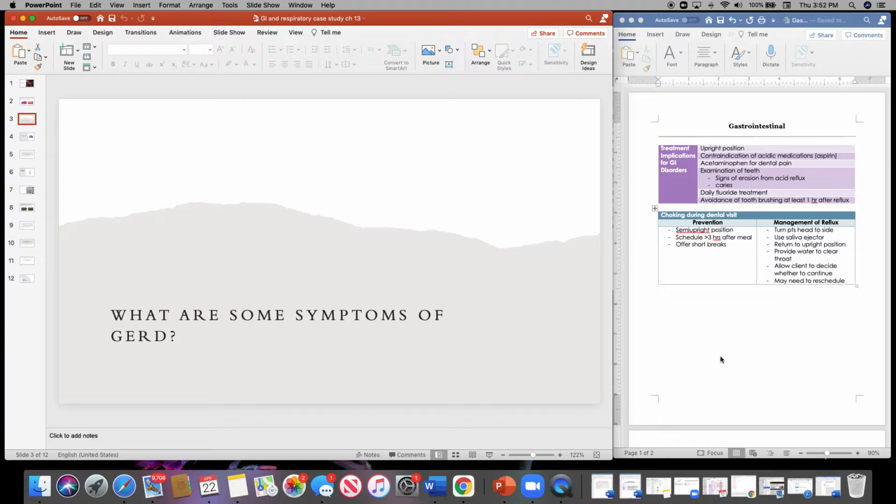You want to add those. Think of GERD. There's definitely acid reflux. They can have erosion of the teeth. That can be a symptom or a cause of GERD, something that we would notice as a healthcare provider. I don't want you to overthink these. They may have a hard time swallowing, those kinds of things. Okay? And then add any others that come to mind or that you remember from your reading.